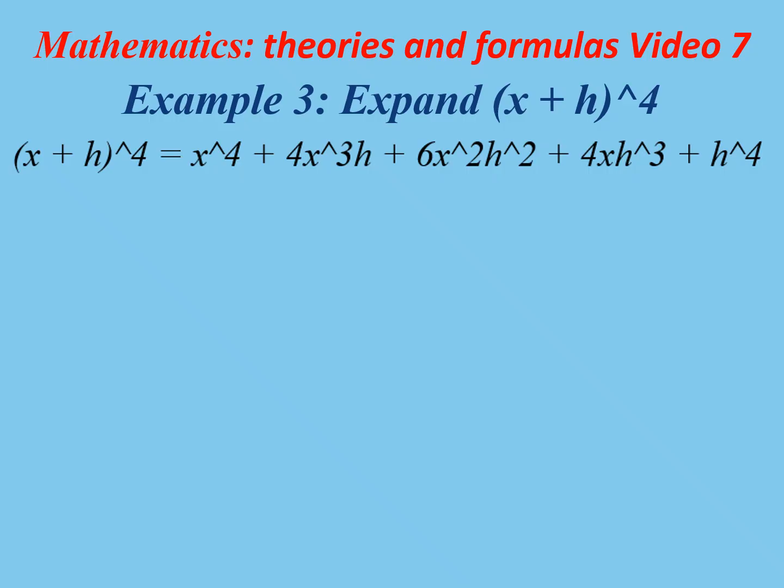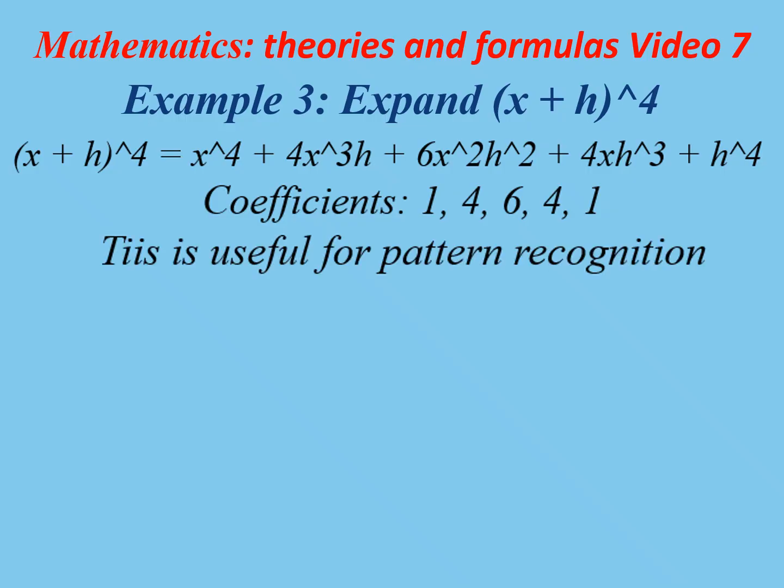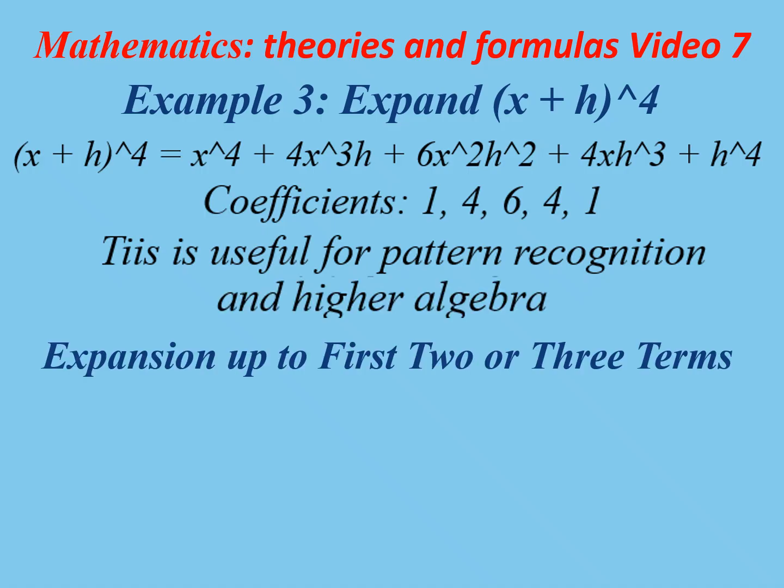We will have 5 terms here because n is equal to 4, so n plus 1 will be 5. So we are getting here x to the power 4, 4x cube h, 6 h square x square, 4x h to the power 3, and the last one is h to the power 4. The coefficients are 1, 4, 6, 4, and 1. This is useful for pattern recognition and higher algebra.